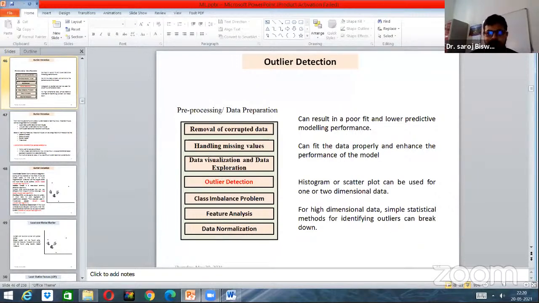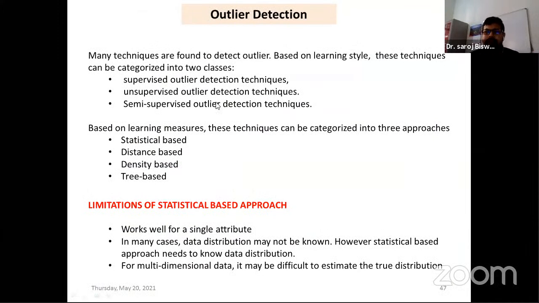So we are coming now to the next slide. Here we can see there are a number of outlier detection techniques. Based on the learning style, outlier detection techniques can be categorized into three categories: supervised, unsupervised, and semi-supervised outlier detection techniques. Based on the measurement used to find the outliers, the techniques can be categorized into four categories: statistical based, distance based, density based, and tree based, right?